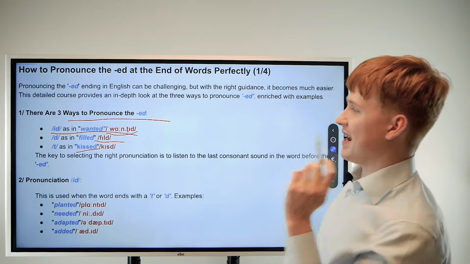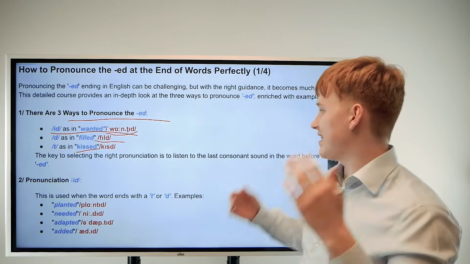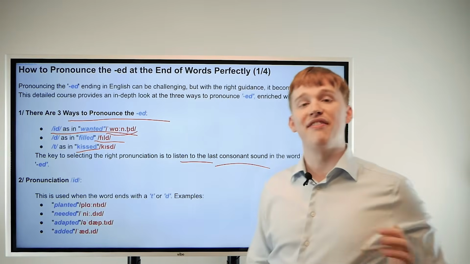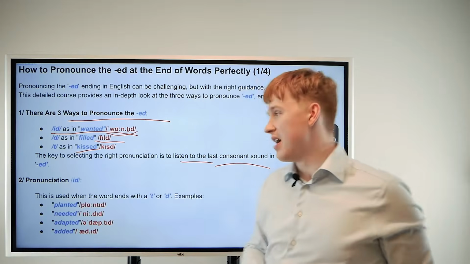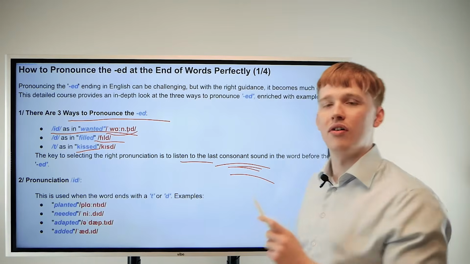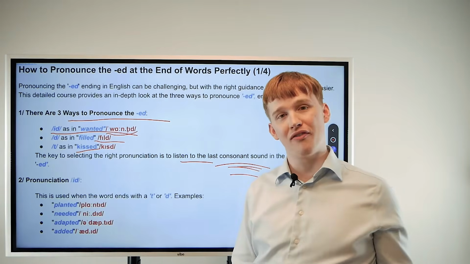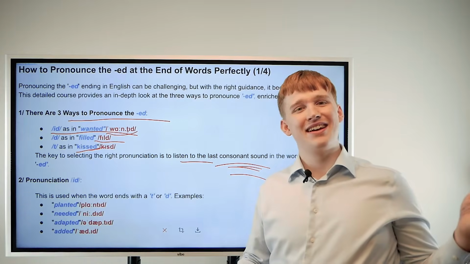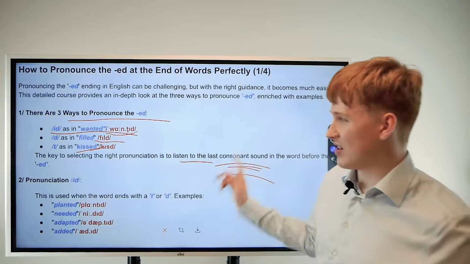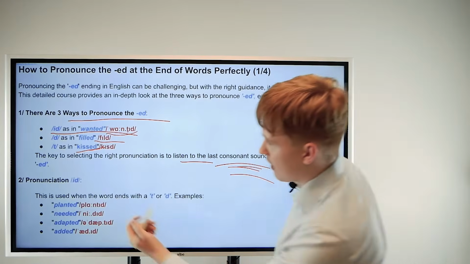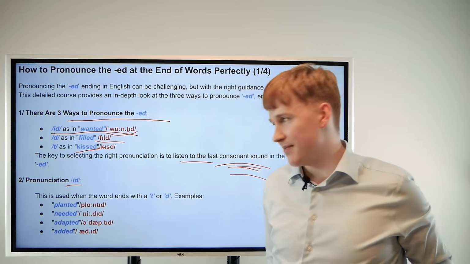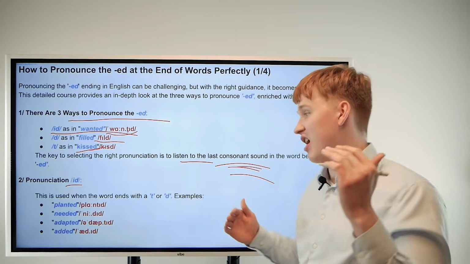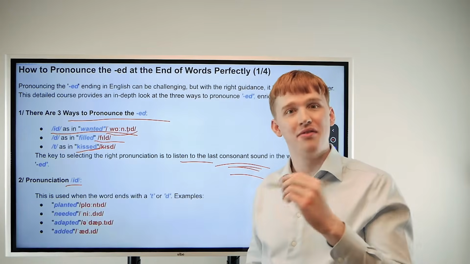So the key to selecting the right pronunciation is listening to the consonant before the last sound. That is how we know which one to use, because quite often the consonant before the ed will tell us about that, and that is what we're going to talk about. So the pronunciation for id is used when we have a t or a d before the ed.